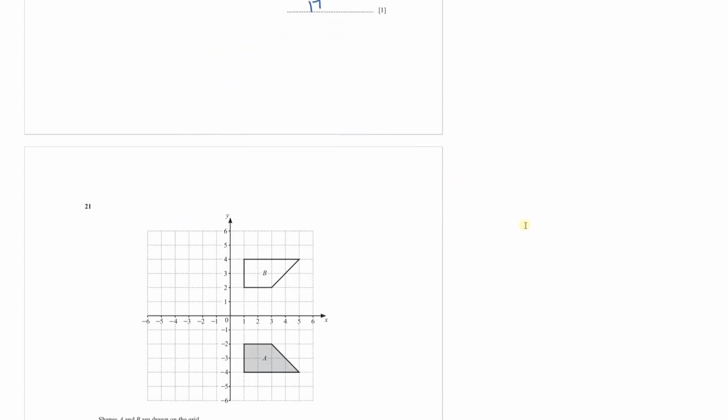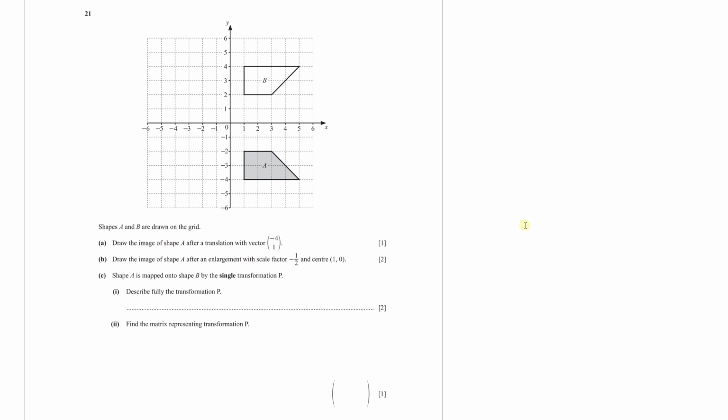The next question is, shapes A and B are drawn on the grid. Part A is, draw the image of shape A after a translation with vector (-4, 1). So that means you will move 4 in the negative x direction and 1 in the positive y direction. So you can use the traditional method as well. So if you have this point, represented here.